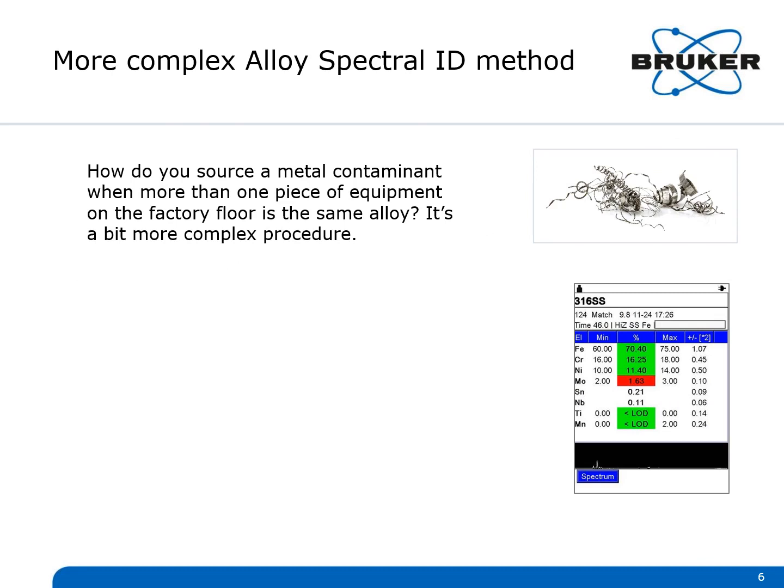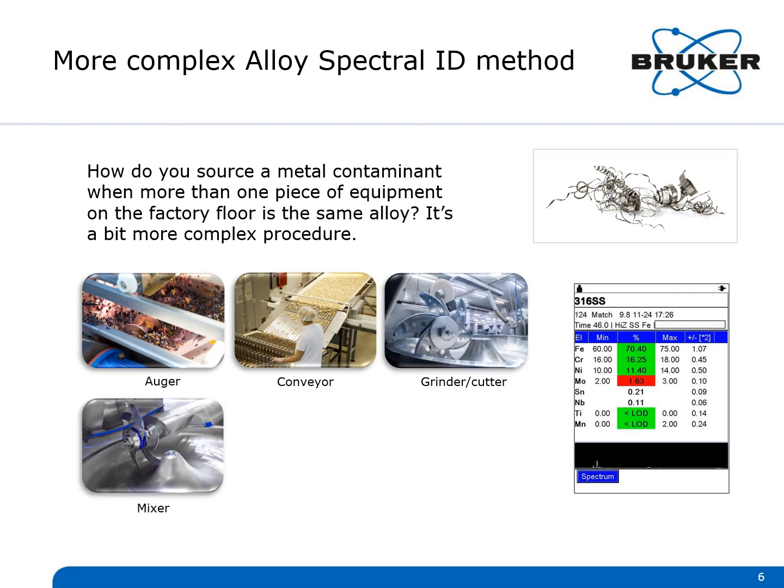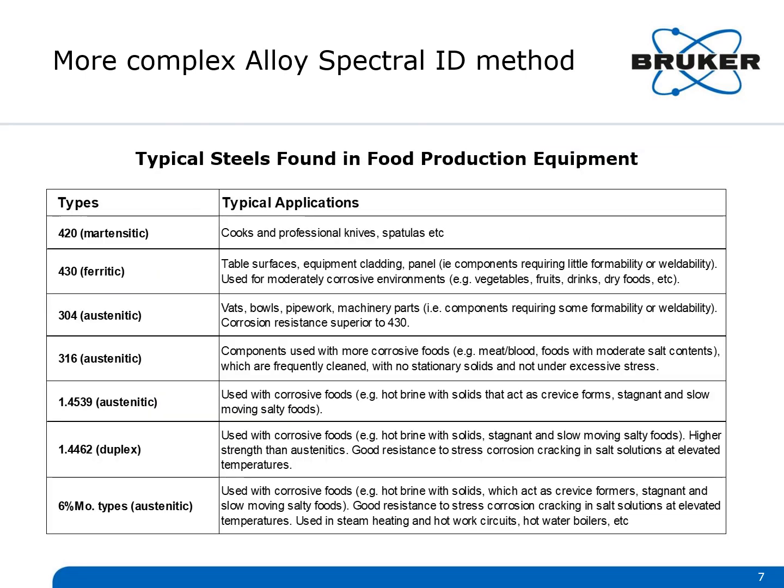But what happens if the metal contaminant you ID'd as 316 stainless steel could be from more than one source on your production floor? What if your auger, conveyor, grinder, mixer, roller mill, and sorter are all made of 316 stainless? Well, the procedure to source the contaminant is a bit more complex. It's important to be familiar with the alloys used for food production equipment. They provide important characteristics for sanitation and for protection from corrosive foods, high temperatures, moisture, and pressure.